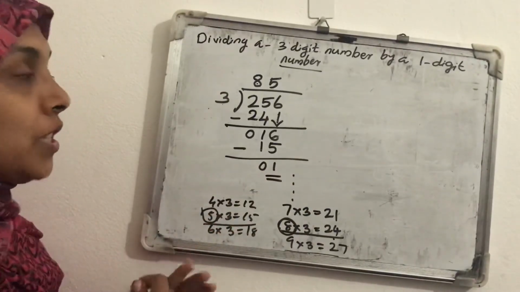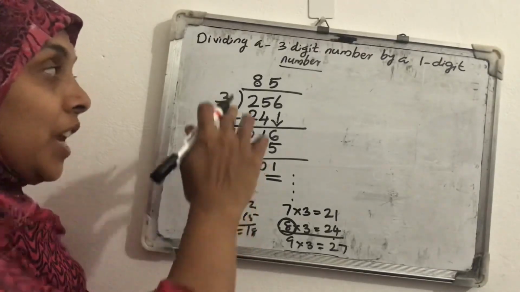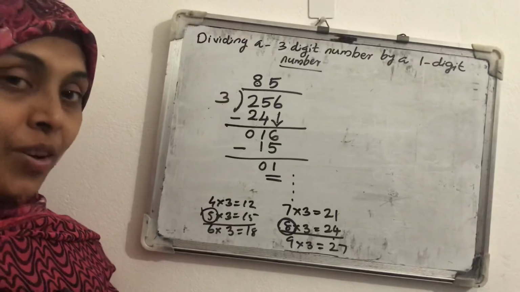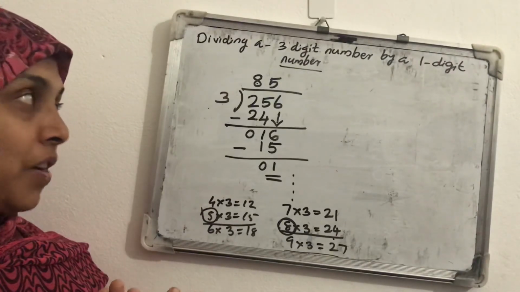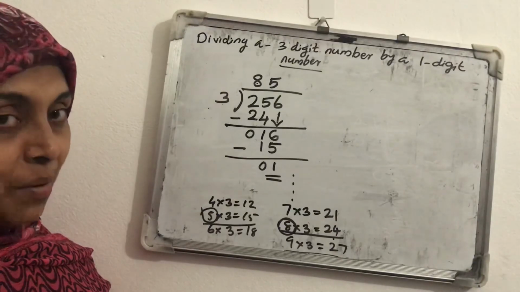So what did we get? The quotient we got is 85 and the remainder we got is 1. Okay, this way we can divide any 3-digit number by a 1-digit number.